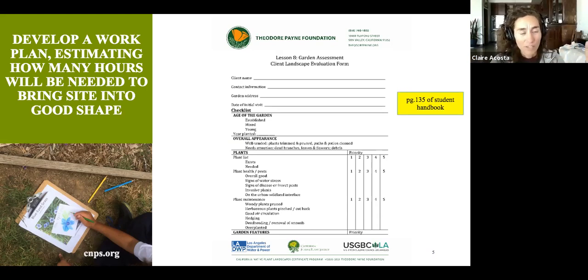I want blooms all year long, or I want annual color all year long. Finding out what it is: is it beauty, is it nature, is it both? What's their priority, if they have one at all? And then lastly, what I would add to this assessment form, which, if you look at the bottom here, this is garden features. The next page has a couple of these things, but it doesn't go far enough for me.